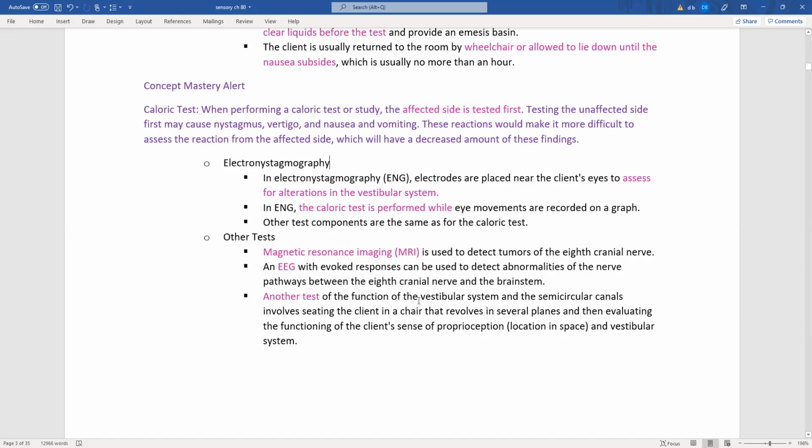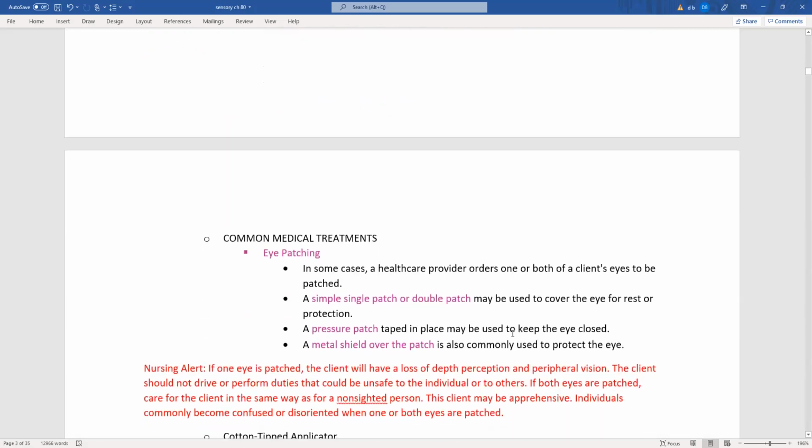Another test of the function of the vestibular system and the semicircular canals involves seating that client in a chair that's going to revolve in several planes, just revolving in several different planes, and then evaluate the functioning of the client's sense of proprioception, meaning the location in space, and vestibular system.